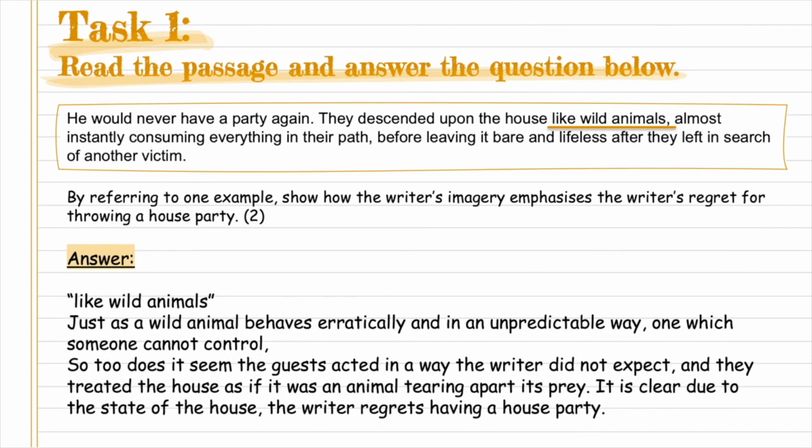The answer, like wild animals I've quoted, that would be a mark. Now we analyse. Just as wild animals behave erratically in an unpredictable way, one which someone cannot control, so too does it seem the guests acted in a way the writer did not expect, and they treated the house as if it was an animal tearing apart its prey. It's clear, due to the state of the house, the writer regrets having a house party.